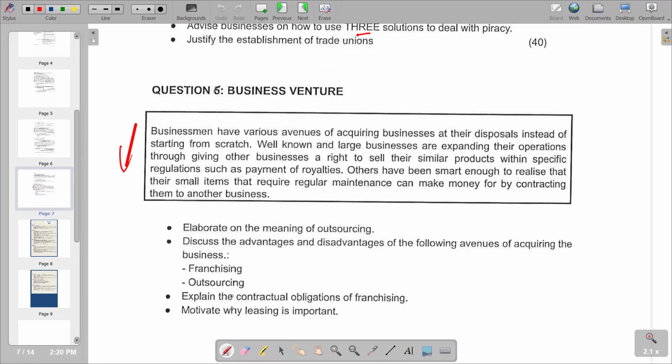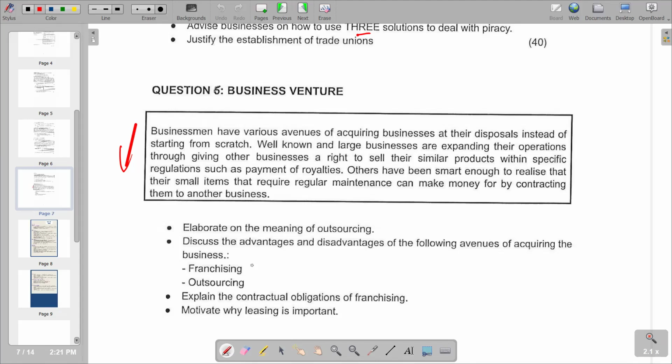Then the last part is: motivate why leasing is important. Why is leasing important? So you can start by understanding what leasing is. Leasing is a contractual agreement calling for the user to pay the owner for the use of an asset that is leased. So it's a contractual agreement again, but it calls the user to pay the owner for the use of an asset. So that is leasing. It's mainly explained from the point of view of property, whereby a rental takes place, whereby you've got the lessor and the lessee.